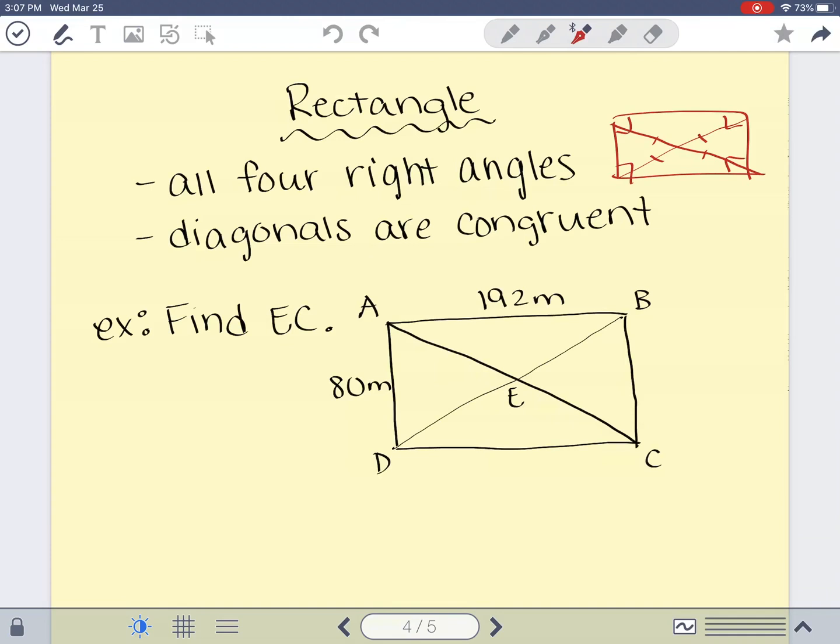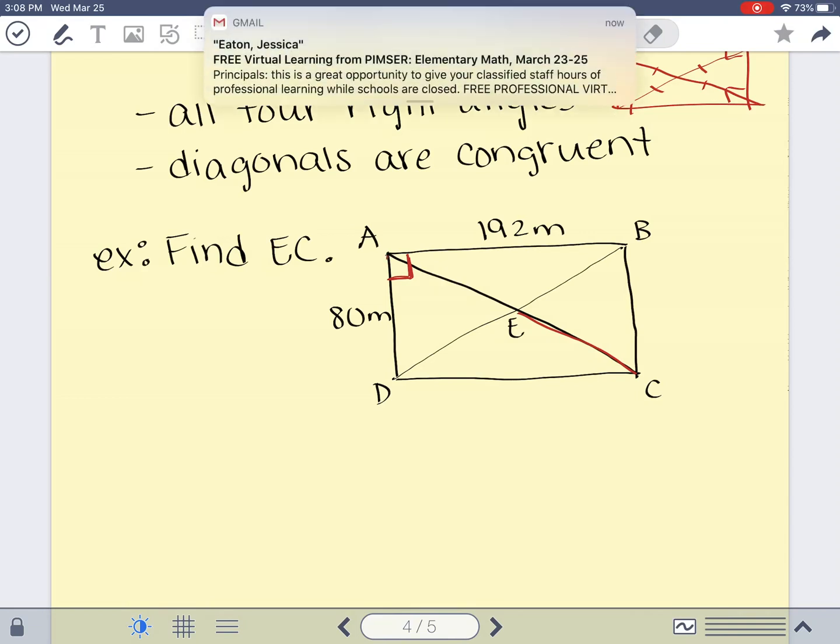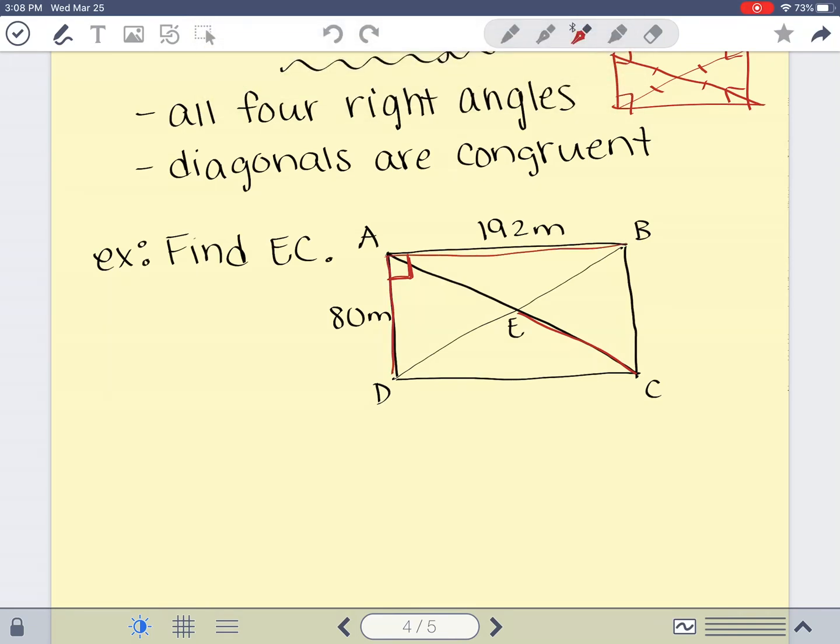When we are looking at this first example, we are going to find EC. But in order to do that, we're going to have to do a couple things first. We know that this right here is a 90-degree angle, so we actually have a right triangle right here. So we can find this diagonal, which remember is congruent to the other diagonal. First we're going to find this diagonal, which is our hypotenuse, because our right angle is pointing towards it.